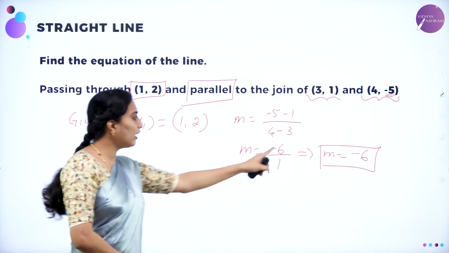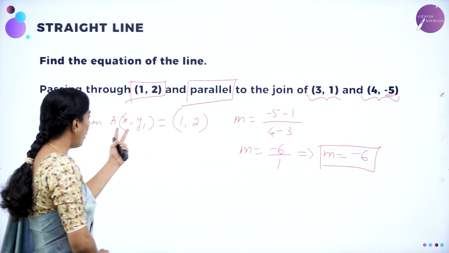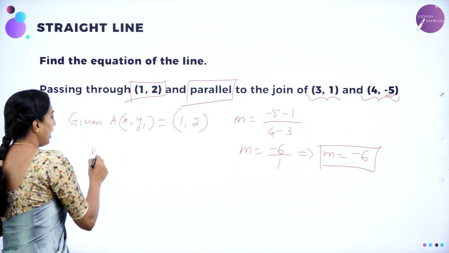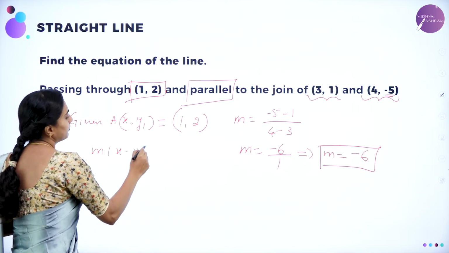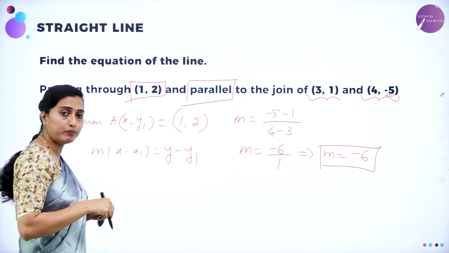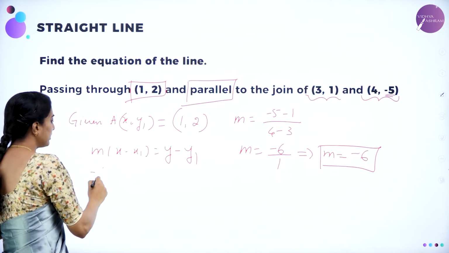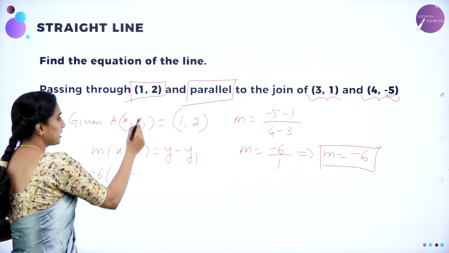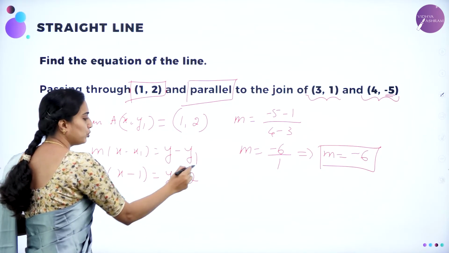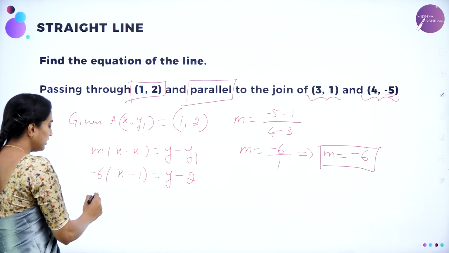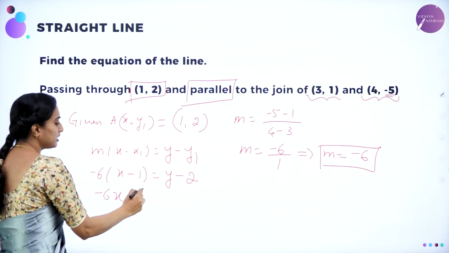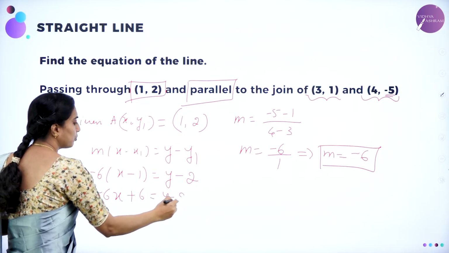Therefore, you got the slope now. You have a point, using the slope point form. What is the slope point form? It is given by m into (x minus x1) is equal to (y minus y1). This is called slope point form. Slope we have found out is minus 6 into (x minus x1), they have given it as 1, is equal to (y minus y1), they have given it as 2. Now you can multiply: minus 6 into x is minus 6x. Minus into minus is plus, 6 into 1 is 6, is equal to y minus 2.